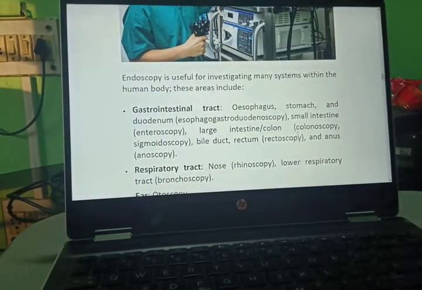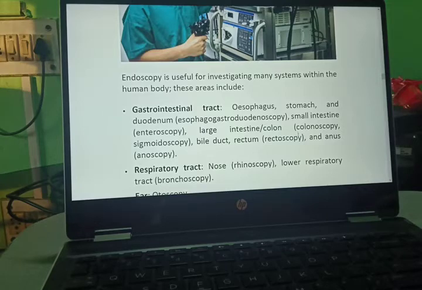It is useful for investigating many systems within the human body. It includes the gastrointestinal tract like the esophagus, stomach, duodenum, small intestine, large intestine, bile duct, rectum, etc. Endoscopy of the anus is known as anoscopy; rectum, rectoscopy; colon, colonoscopy; small intestine, enteroscopy; and esophagus, stomach and duodenum, esophagogastroduodenoscopy.